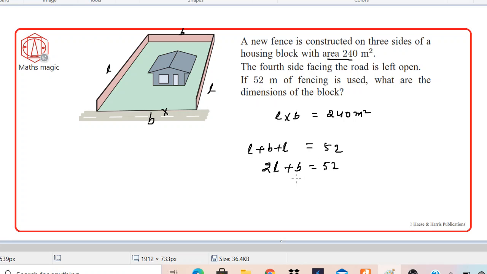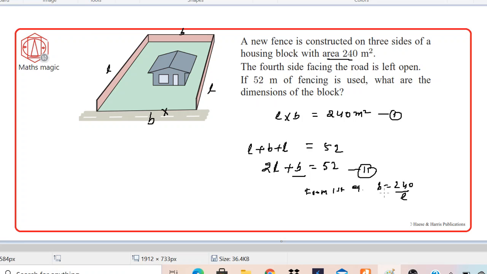Now we can replace this B so that we can construct an equation with one variable, which will be easy for us to solve. How can we do that? We can use the substitution method. We can find B from the first equation and substitute that in the second equation. How can we find B? You just need to make B the subject in the first equation. So from the first equation, B is going to be 240 upon L.